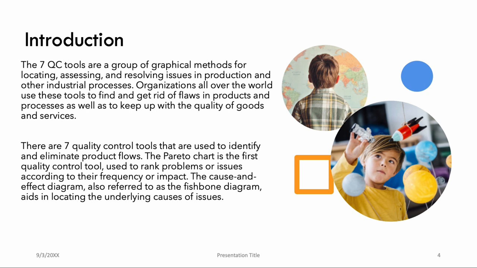The Pareto chart is the first quality control tool, used to rank problems or issues according to their frequency or impact. The cause and effect diagram, also referred to as the fishbone diagram, aids in locating the underlying causes of issues.